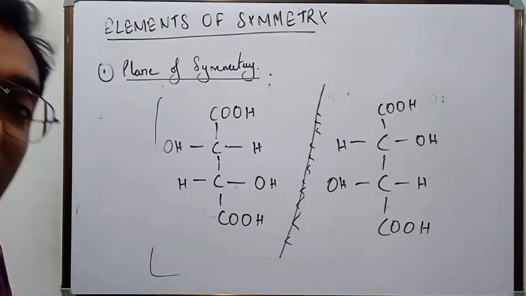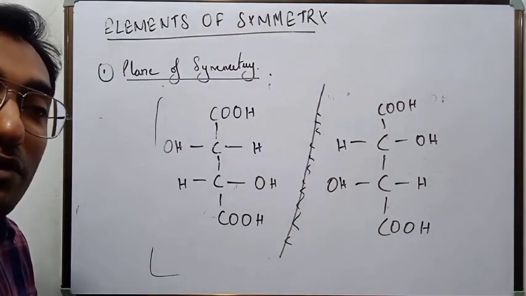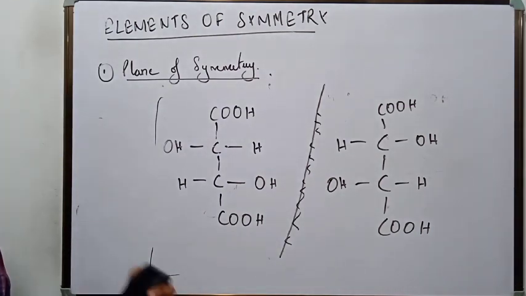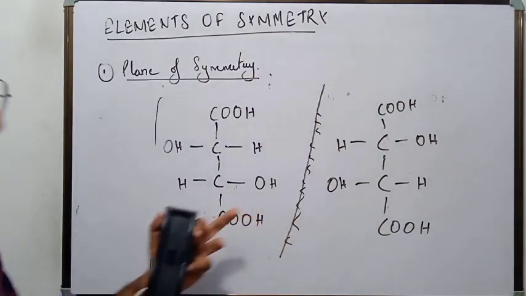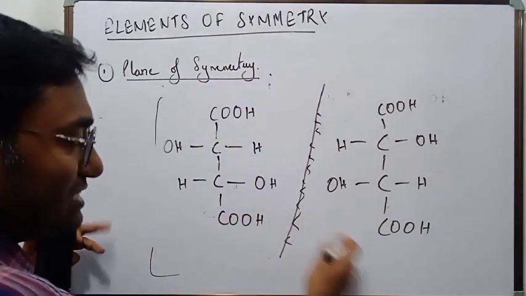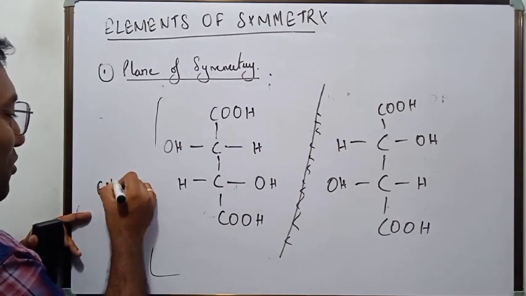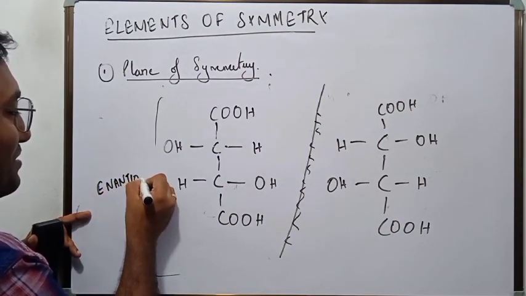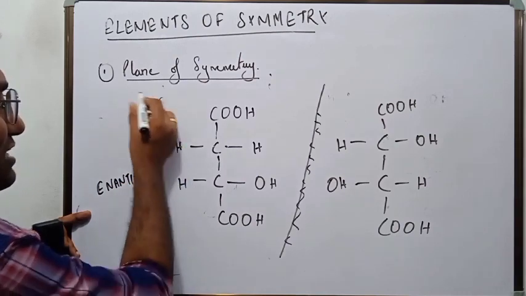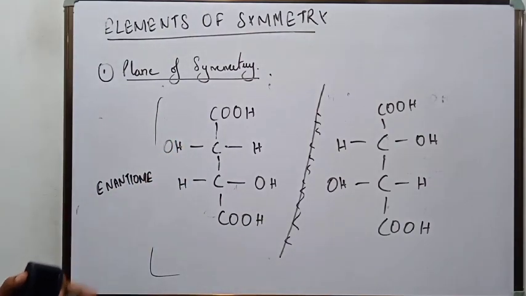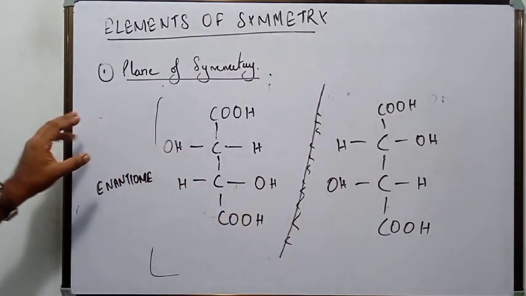They actually exist as non-superimposable mirror images of each other. In nature they exist as these molecules, and the phenomenon of this existence is referred to as enantiomerism or optical isomerism. The pair is called enantiomers because they are non-superimposable mirror images. Enantiomers are isomers that are non-superimposable mirror images of each other.